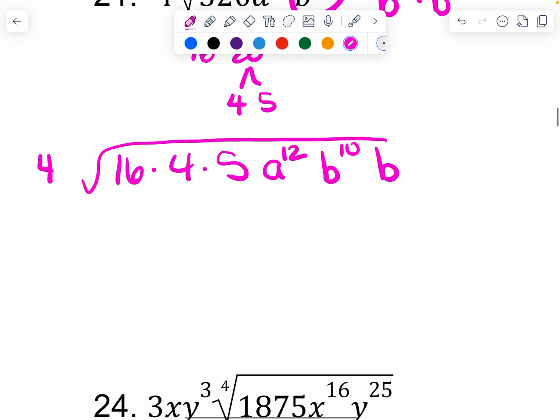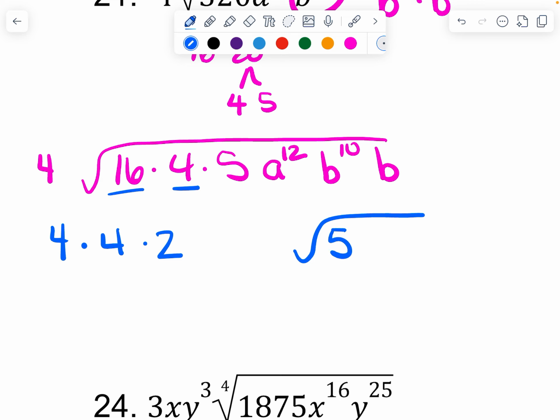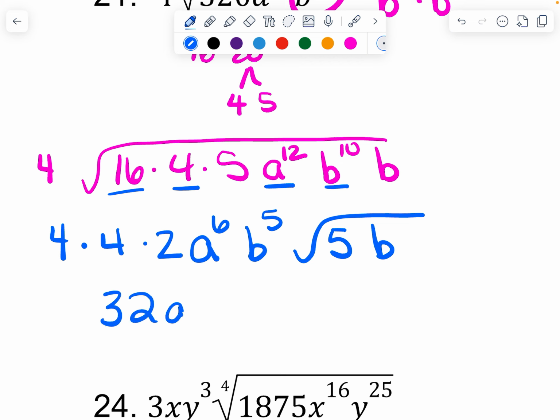So I'm going to take the square root. So I have 4 that was on the outside already. Okay? I'm going to take the square root of 16, that's 4. I'm going to take the square root of 4, that's 2. 5, there's no square root of 5, so we write it underneath. This, I divide the exponent in half. Right here, I divide the exponent in half. And then b goes underneath. So 4 times 4 times 2, that's going to get me 32a to the 6th, b to the 5th, square root of 5b.